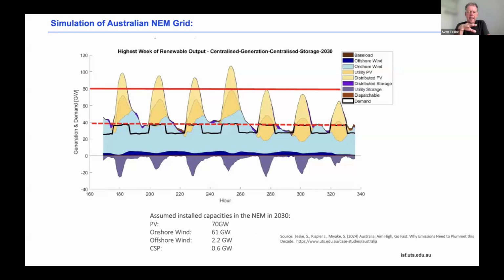And that is the same case, high week output. So the week of the highest renewable electricity output under our assumption for the installed capacity for 2030. And we already assumed we have about 2 gigawatts offshore wind in Australia and the NEM. That might be a bit too optimistic, but bear with me. You see that the offshore wind, which is the dark blue in the bottom, actually has sort of a base load function.